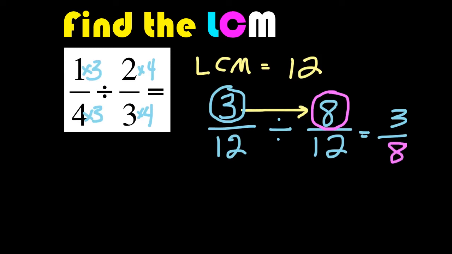In solving this with the least common multiple, we know that 1/4 divided by 2/3 is going to equal 3/8. You can decide whichever strategy you like best to use in coming up with a solution when you're dividing fractions.